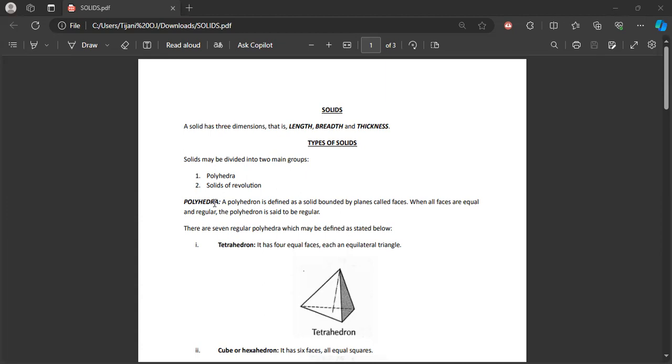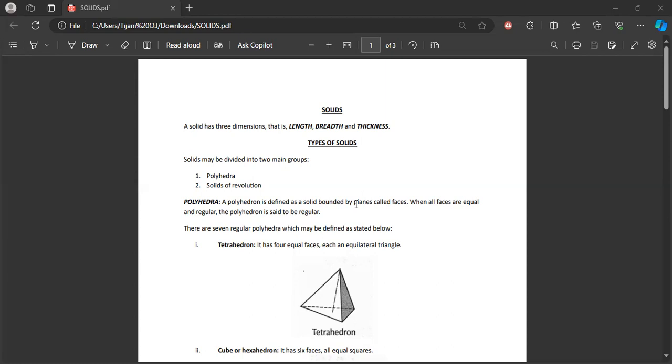Now, polyhedra is a plural, and the singular of it is polyhedron. So that's why we have in the definition that a polyhedron is a solid that is bounded by planes, and those planes are called faces. Now, one thing about a polyhedron is that it is bounded by planes, and those planes are called faces. And when all the faces are equal and regular, that polyhedron is said to be a regular polyhedron.